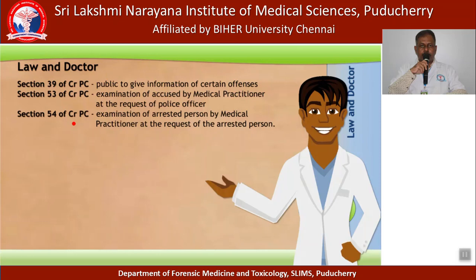Section 39 of CRPC. Now we are discussing CRPC. That is 174 CRPC, police inquest; 176, magistrate holds the inquiry. Now again 39 CRPC, public to give information of certain offences. If some offense has happened, as a doctor you have to inform the police. 53 CRPC, examination of accused by medical practitioner at the request of a police officer, as when we discuss a drunkenness certificate examination in casualty. We'll discuss this later. Examination of an arrested person by a medical practitioner at the request of the arrested person, 54 CRPC. We'll discuss later.